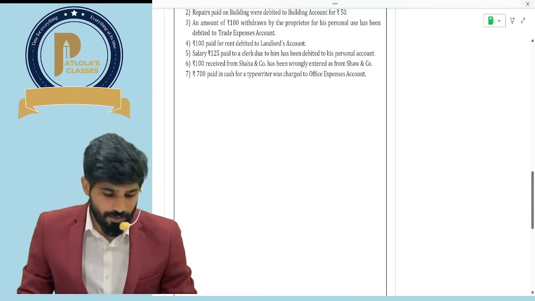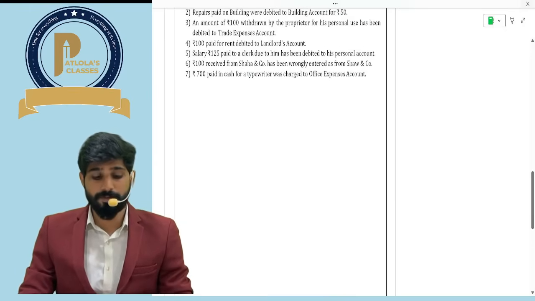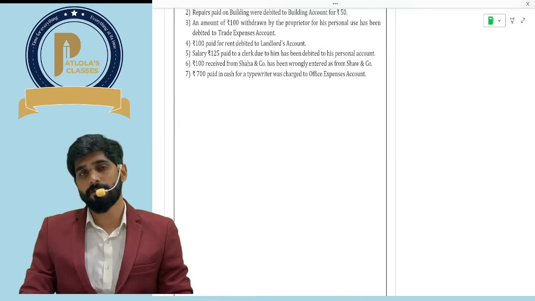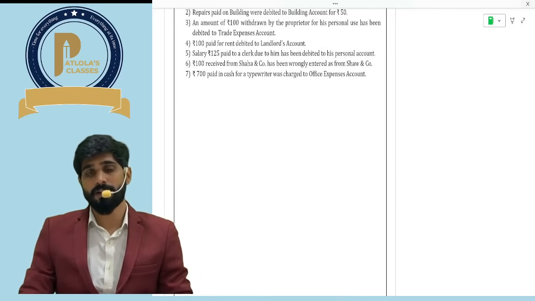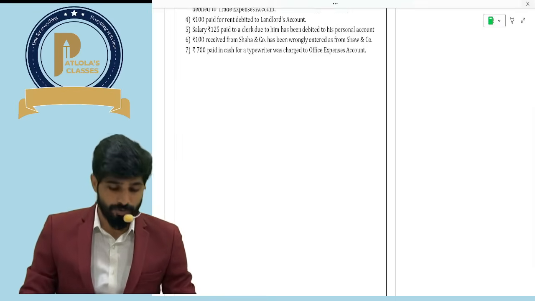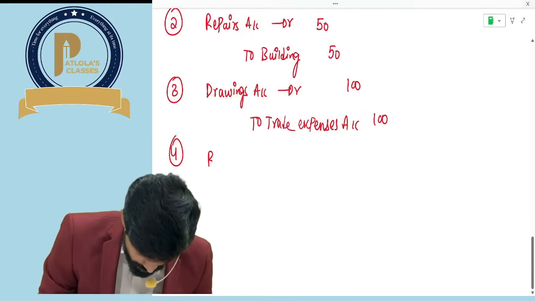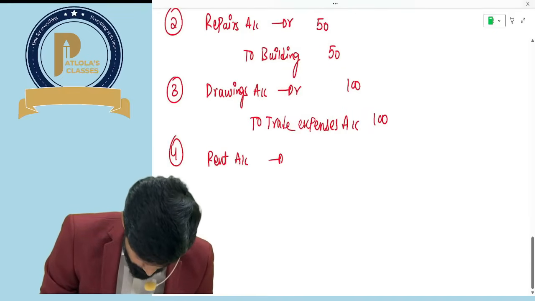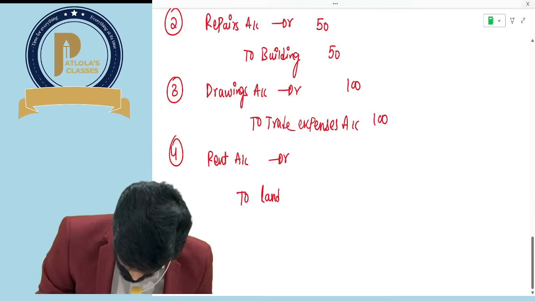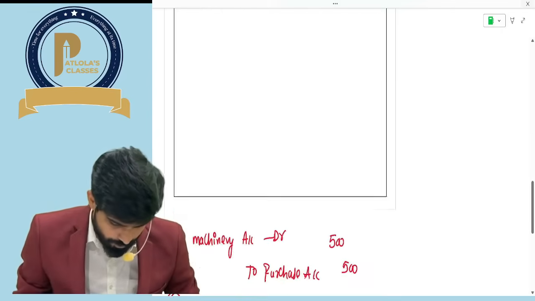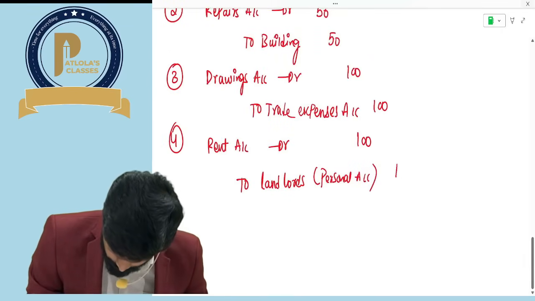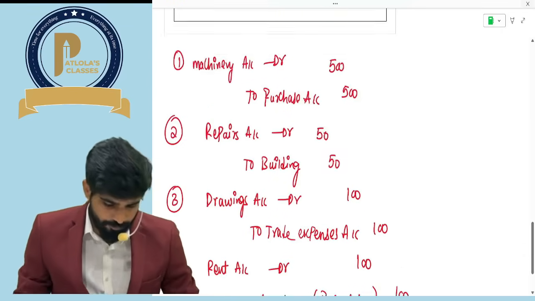Okay, let us now see the fourth one. 100 paid for rent is debited to landlord. Whenever you pay any rent, being an expenditure, rent account should be debited, but which account is debited here? Landlord account. So landlord account has to be cancelled by crediting and rent account should be debited. So the rectification entry will be rent account debit to landlord's personal account. The amount being 100.